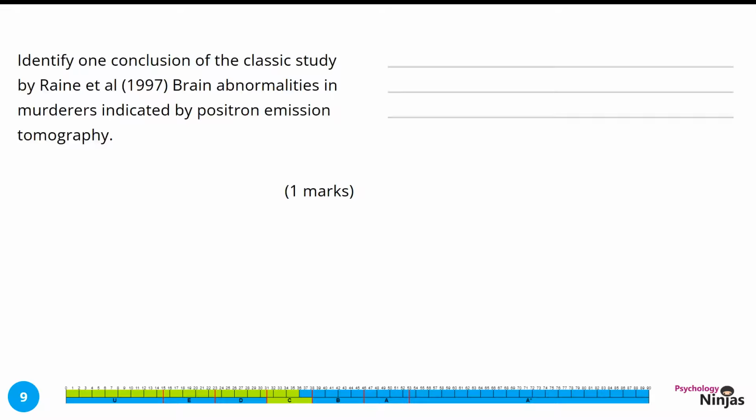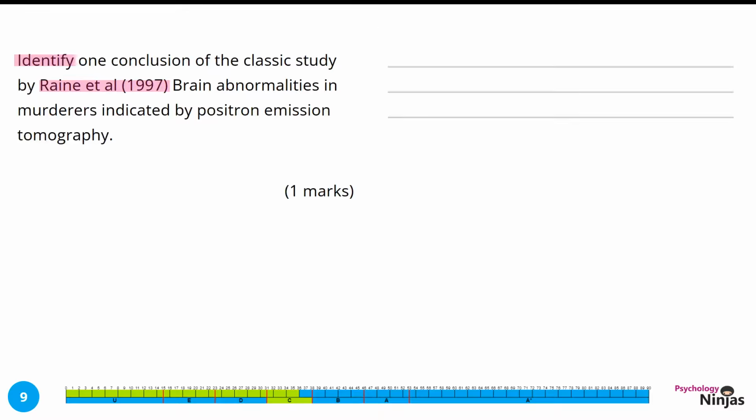Identify one conclusion of the classic study by Raine et al. 1997, brain abnormalities in murderers indicated by positron emission tomography, 1 mark. Here we have the command word identify, which requires us to have a brief but accurate sentence in relation to the question. The focus of this question is our classic study from biological psychology, Raine et al.